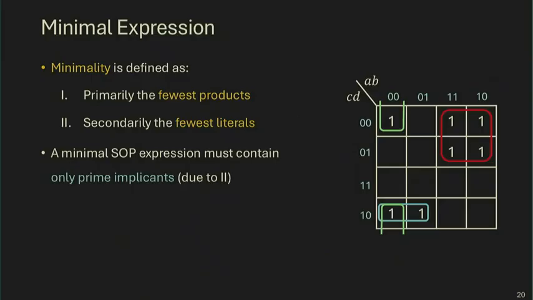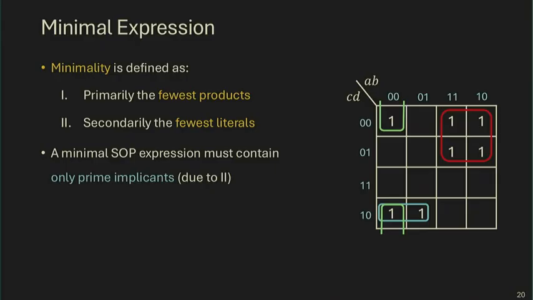So again, minimality is defined as minimum number of gates and minimum number of gate inputs. In other words, in a 2-level SOP representation, that means the fewest products, and then secondarily, the fewest literals going to the products, which means every product needs to be as big as possible. By growing the products, you can get rid of 1 additional variable. So prime implicants have the fewest variables. And therefore, the minimal expressions must contain only prime implicants.